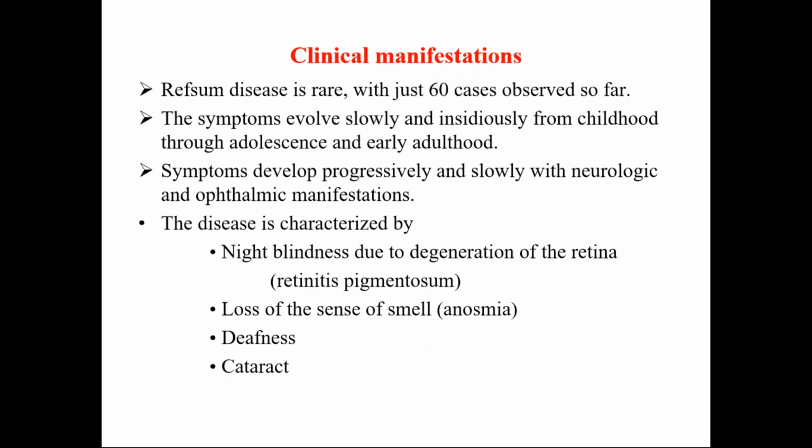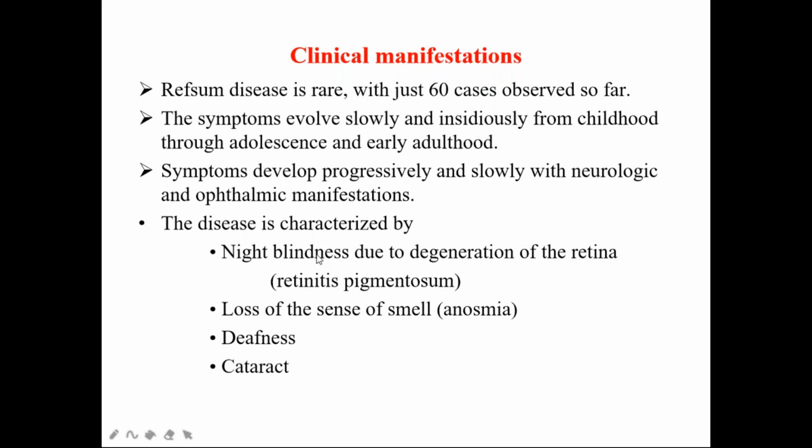So, clinical manifestation of Refsum disease. It is a very rare disease, with just 60 cases till now. The symptoms evolve very slowly and progressively, from childhood to adolescence and early adulthood. Mainly the symptoms are neurological, and cutaneous symptoms will be seen, developing gradually and progressively.